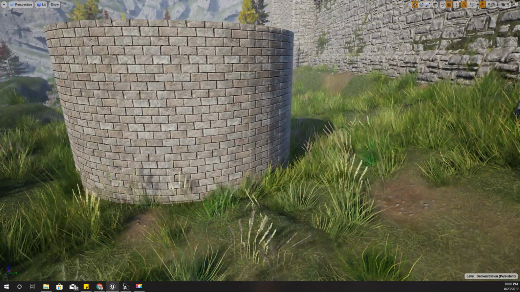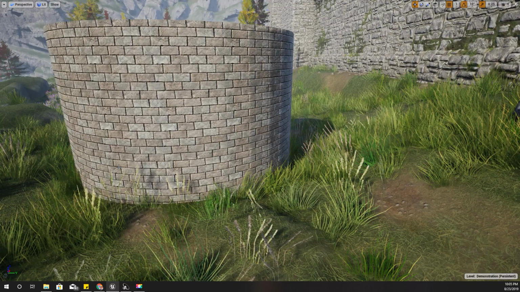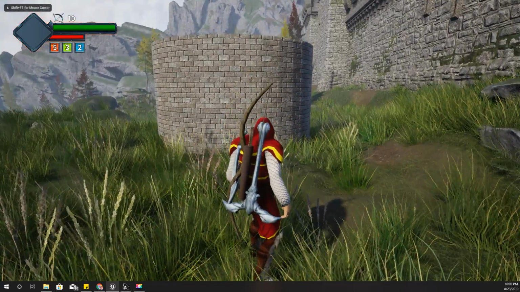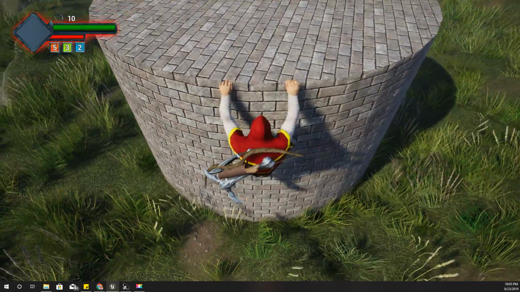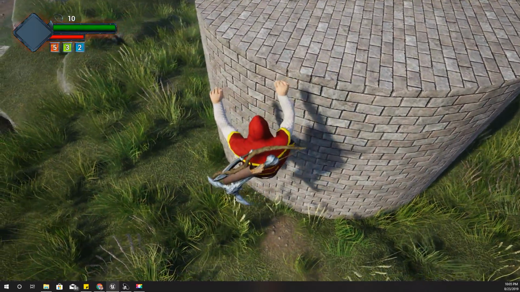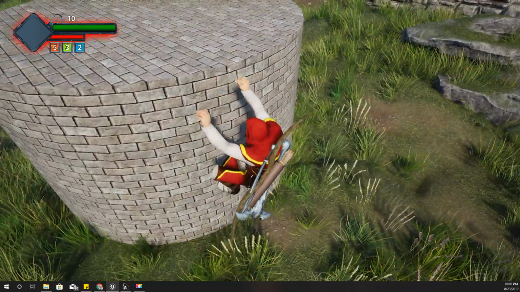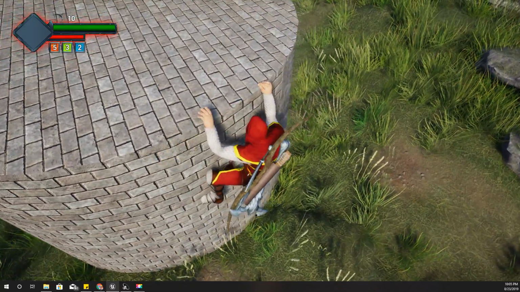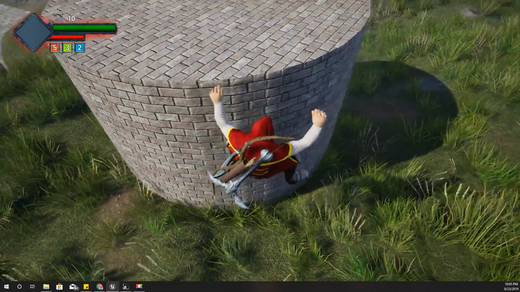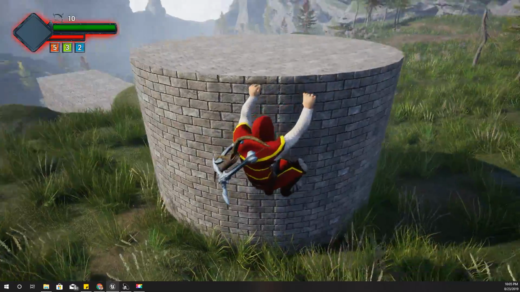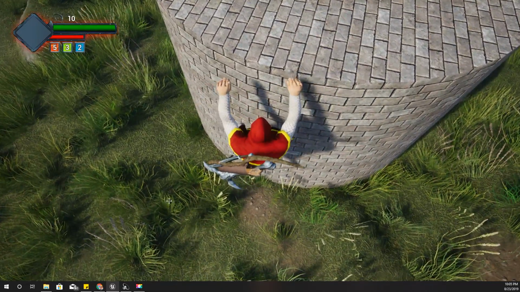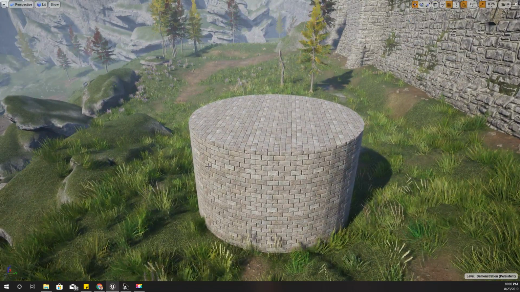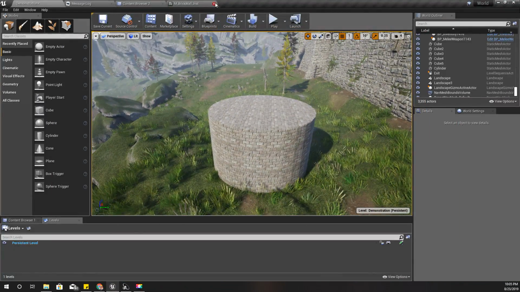Right. Let me show you what happens when I try to move on a curved ledge at the moment. So this is what happens. The character doesn't understand the curve. He tries to move in a horizontal straight line. So how can we fix this?